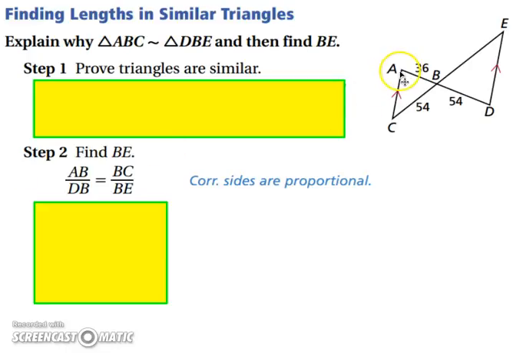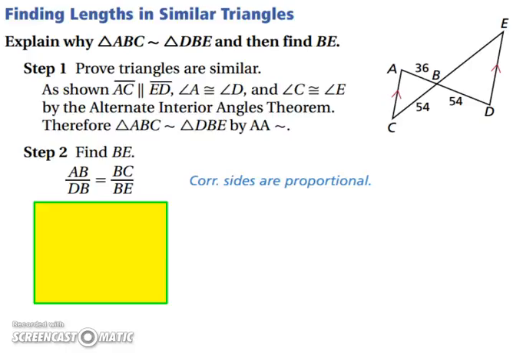You can use that angle ABC is congruent to EBD to give you one of the angles by the vertical angles theorem, or you can notice that AC and ED are parallel, which means that by the alternate interior angles theorem, angle A and D will be congruent, and angles C and E will be congruent. Either way, you've got at least two angles that are congruent. Therefore, the triangles are similar by angle-angle similarity. Now that the triangles are similar, you can find BE.